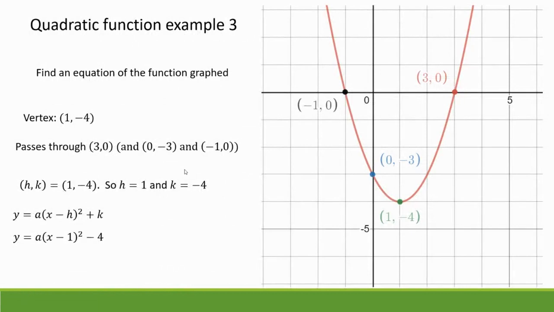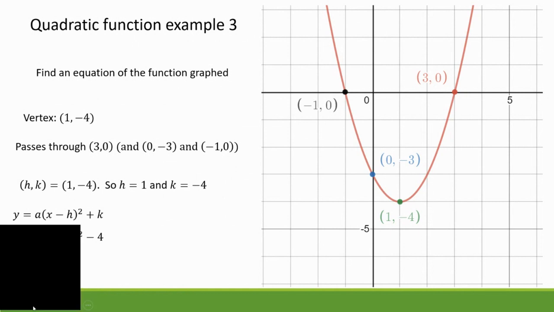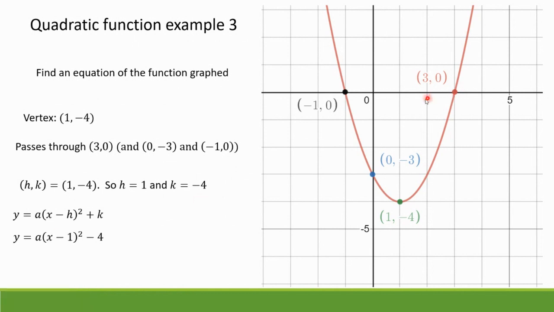Okay, so this one's going to be a little bit different because I give you the graph here. Basically, here we have a graph of a parabola, and the graph keeps on going up and up, okay? We want to get a function, a formula for this. We want to find the function whose graph is this. Find an equation of the function graph.